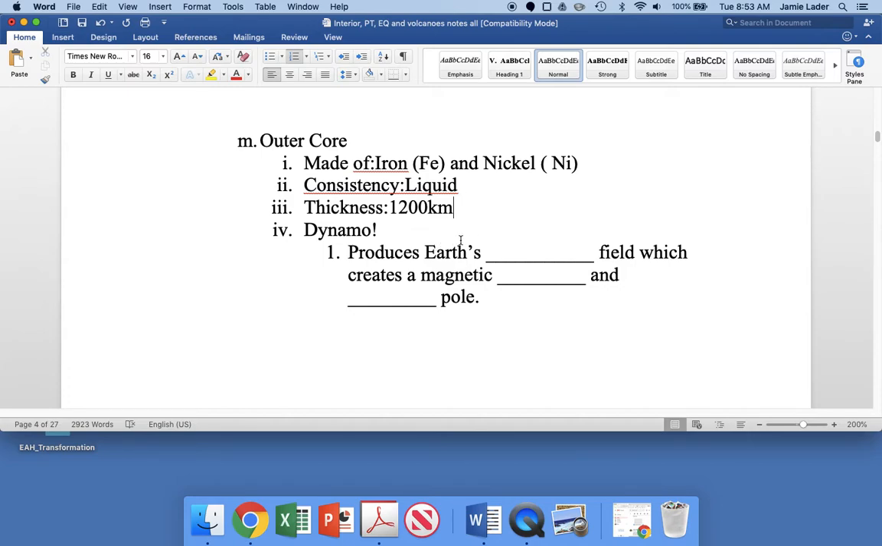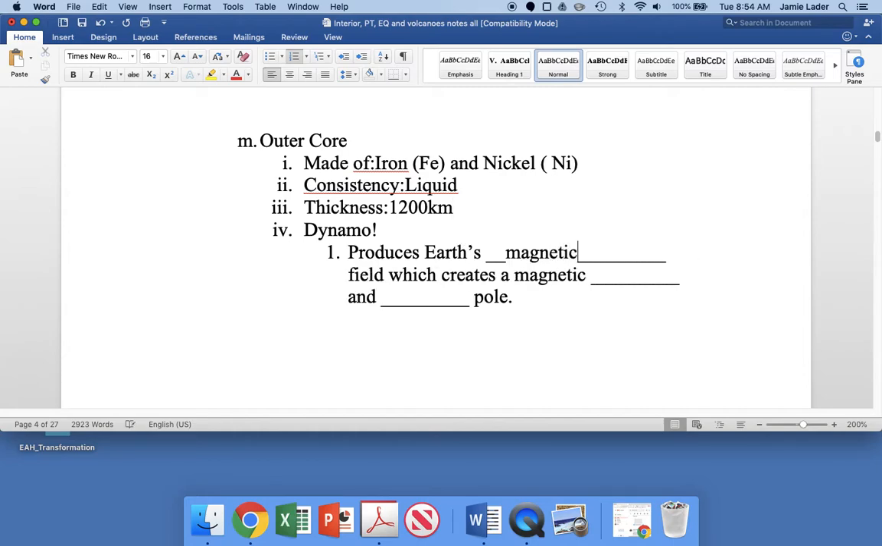Without the outer core, okay, you've got moving iron and nickel. Whenever iron and nickel move, it creates a magnetic field. And this magnetic field is actually protecting you from the sun, because the sun is releasing loads and loads of radiation. If we didn't have that magnetic field, not only would radiation burn up the Earth, but our GPS systems wouldn't work. We wouldn't have a magnetic north and a magnetic south. Compasses wouldn't work, okay? So what produces Earth's magnetic field creates a magnetic north and south pole.